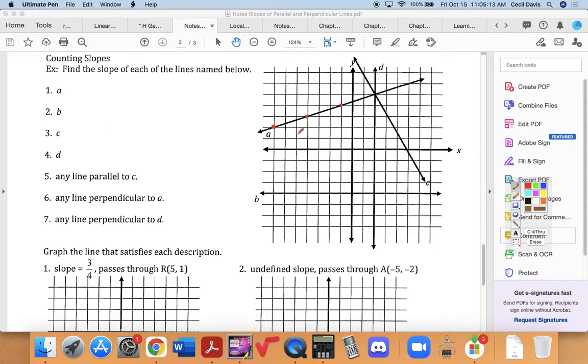Okay? So from A to B, if we just draw in a quick slope triangle, that's up 1 and to the right 3. So the slope of A is 1/3. For line B, what's the slope of a horizontal line? 0.